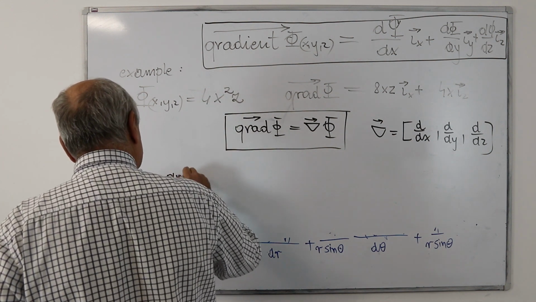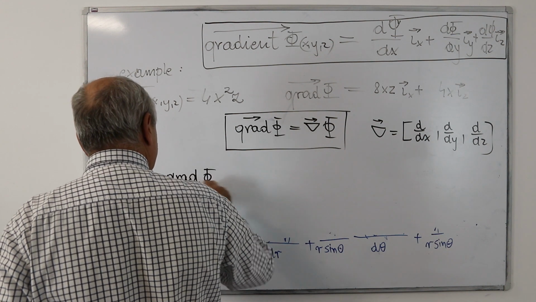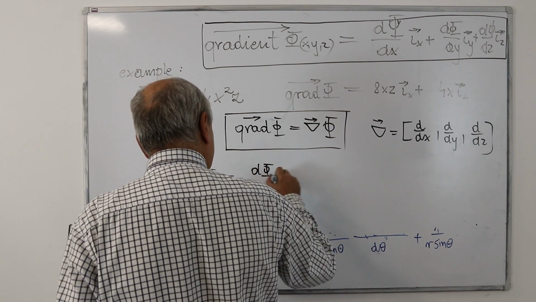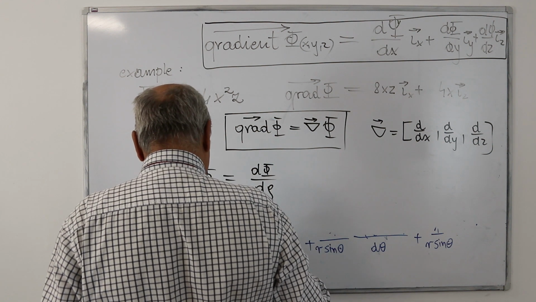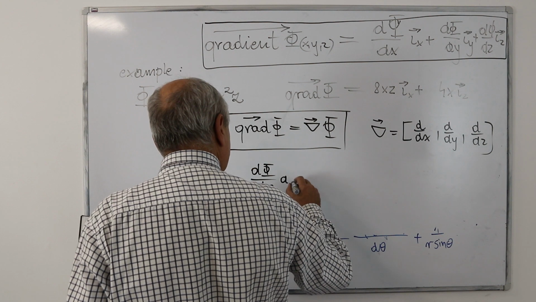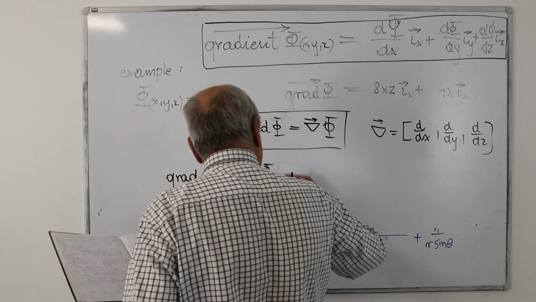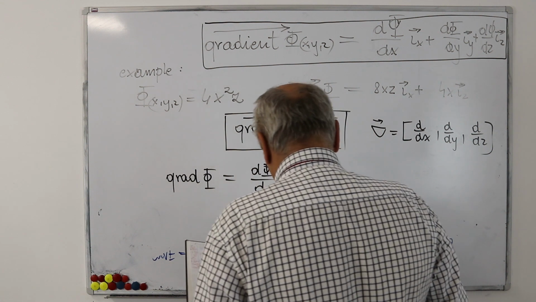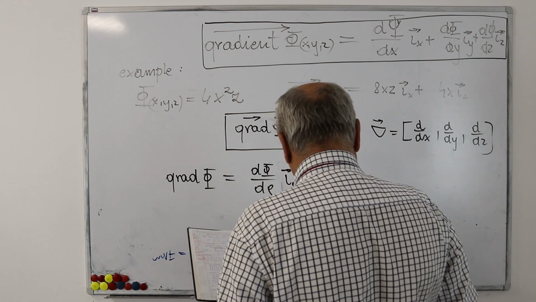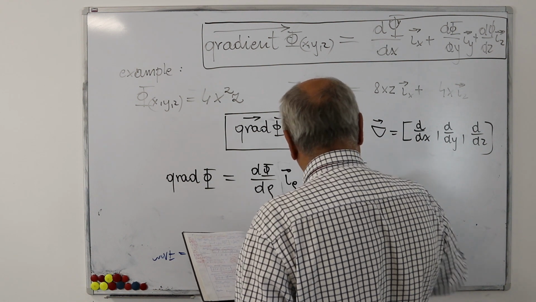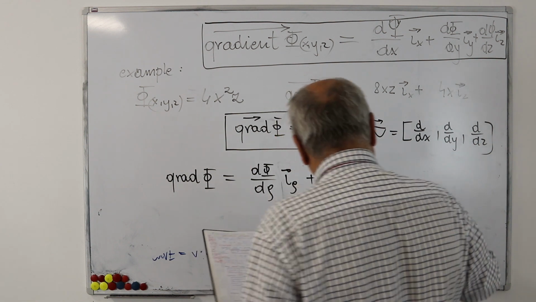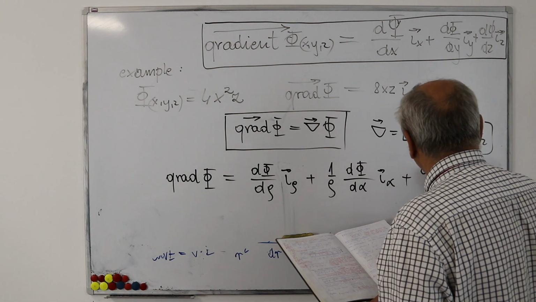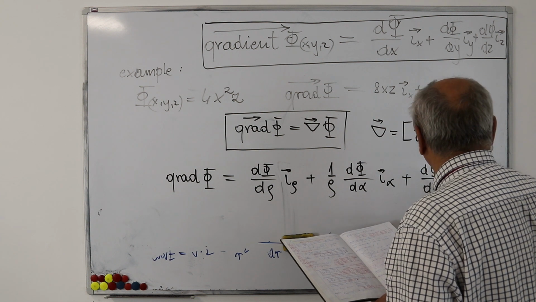Gradient phi is equal to the partial derivative of phi with respect to rho times the versor of rho, and second, 1 divided by rho times the partial derivative of phi with respect to alpha times e alpha, and the partial derivative of phi with respect to z times e z.